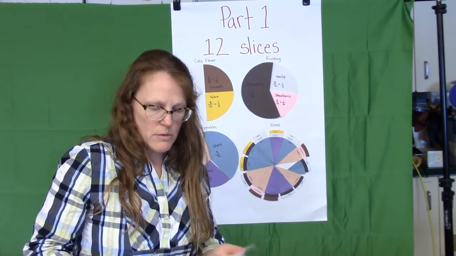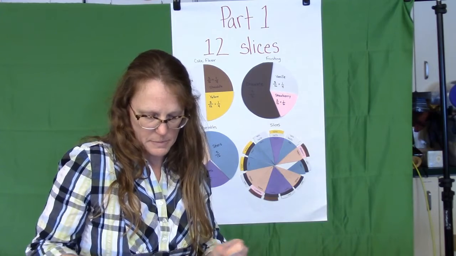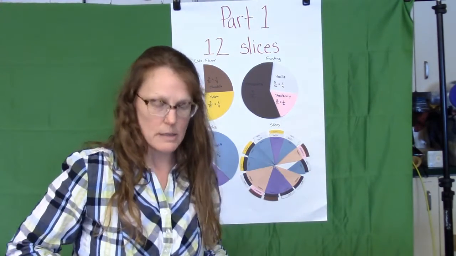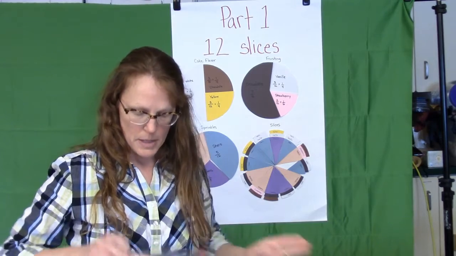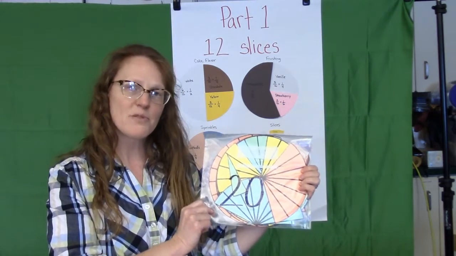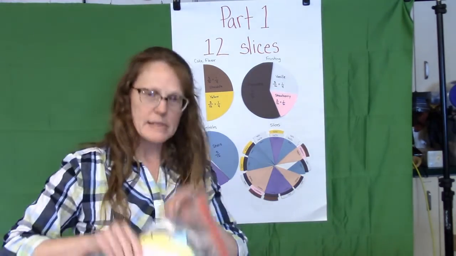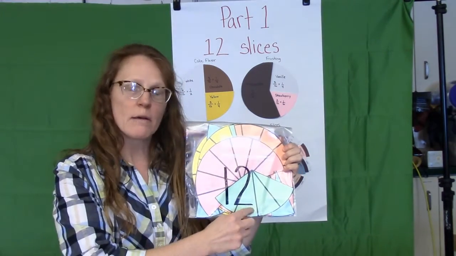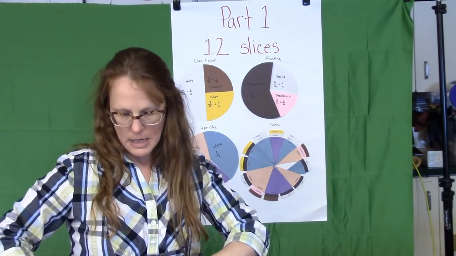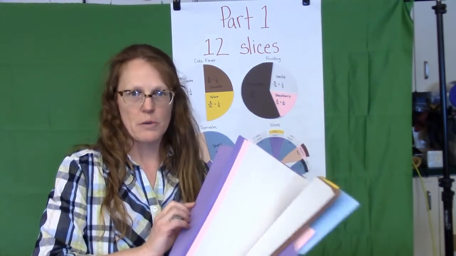Okay, so now that you have everything printed off that you need, let's talk about what else there is in here. We have a Ziploc bag with the number 20 on it. That's for part two. You don't need that. Set that aside. You have a Ziploc bag that has a big number 12 on it. You need this for part one. And then there are pages of colored construction paper that you will need as well.